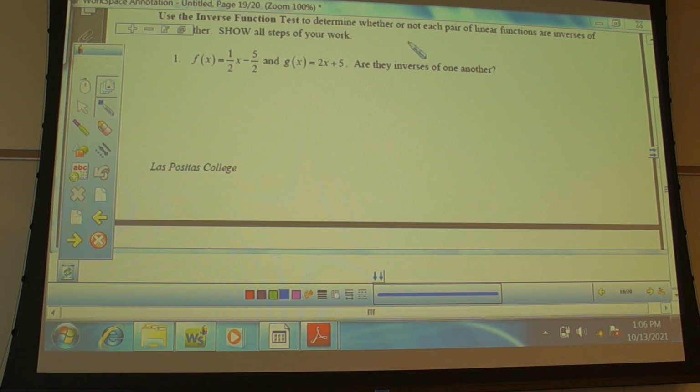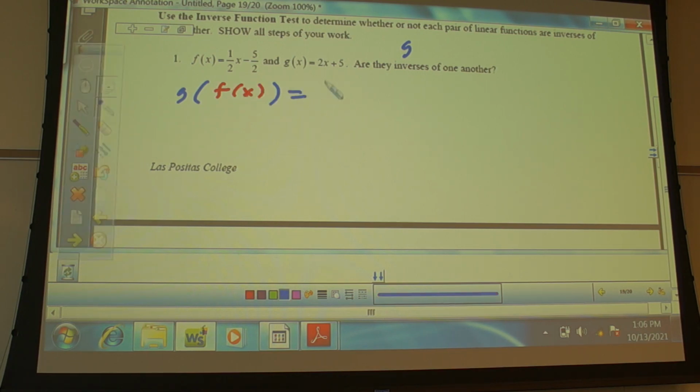So now I need to try g of f of x. So that's going to be g. What's g? It's 2, and I see an x, I'm going to put a giant parentheses, plus 5. What goes inside of here? f of x. What's f of x? 1/2 x minus 5/2, plus 5.